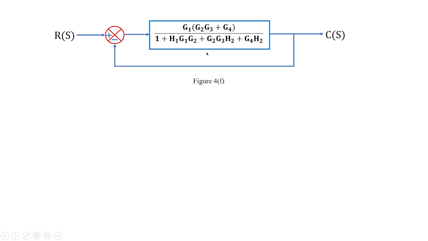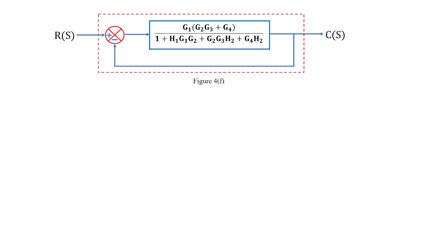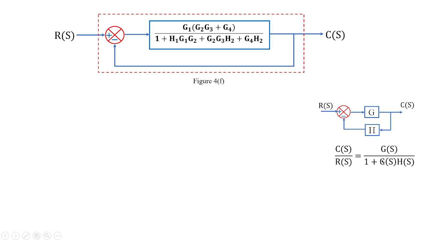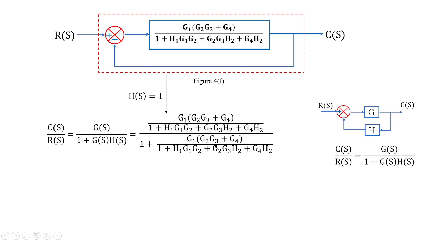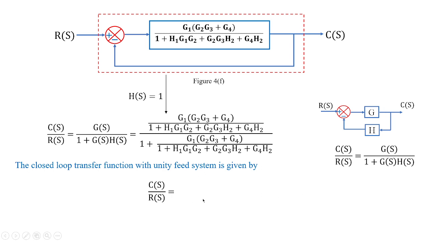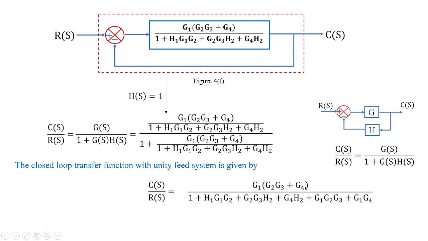So from figure 4f, again apply the rule of transfer function. What we have, that is C of s by R of s is equal to G of s by 1 plus G of s H of s. So I'm going to do that over here. Treating H of s value as 1, I'm going to get this particular numerator by denominator value as G1 of (G2 G3 plus G4) whole divided by 1 plus H1 G1 G2 plus G2 G3 H2 plus G4 H2 plus G1 G2 G3 plus G1 G4. It's a standard problem which you can see in many textbooks. For example, you can go with Control Systems by Nagrath and Gopal. You can see this particular example.